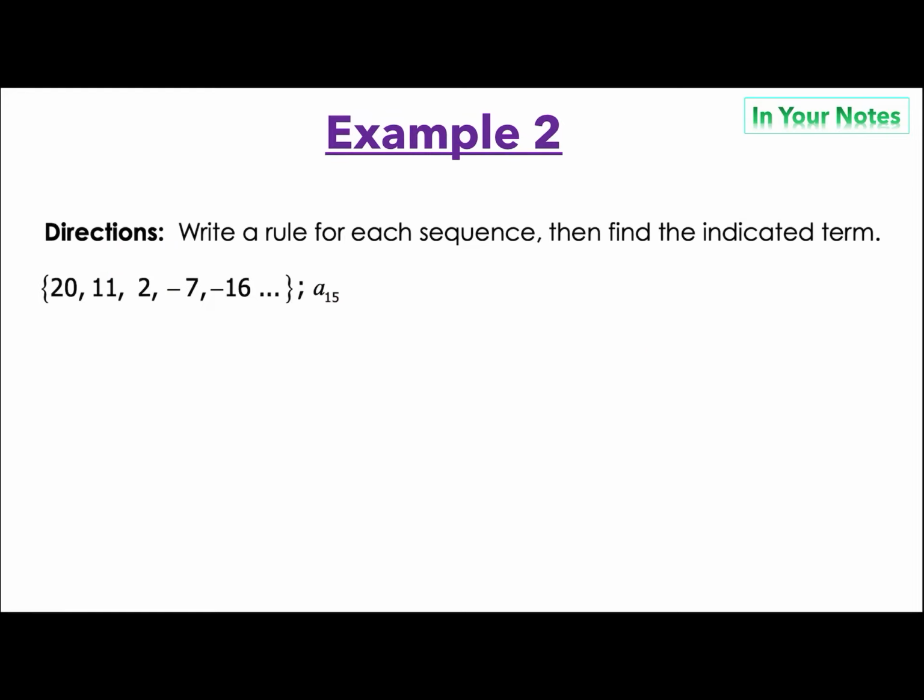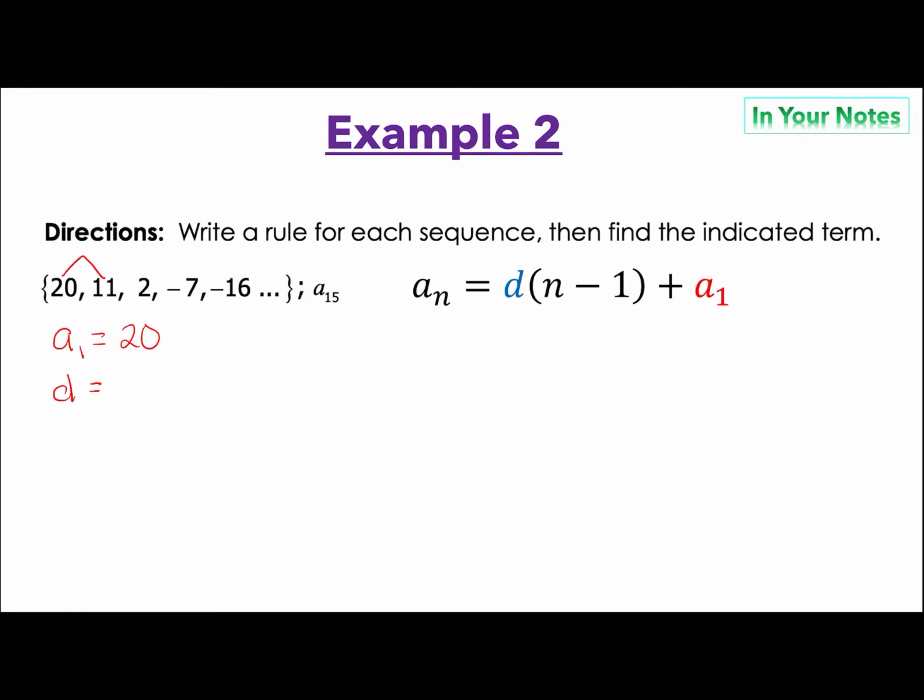Okay, so example 2, write a rule, find the indicated term. First thing you're going to do is rewrite the formula. And then from there, we're going to say, okay, what is a sub 1? What is d? Those are the two pieces missing in the formula. A sub 1 is always the first term, so a sub 1 is 20. D is going to be whatever that difference is.